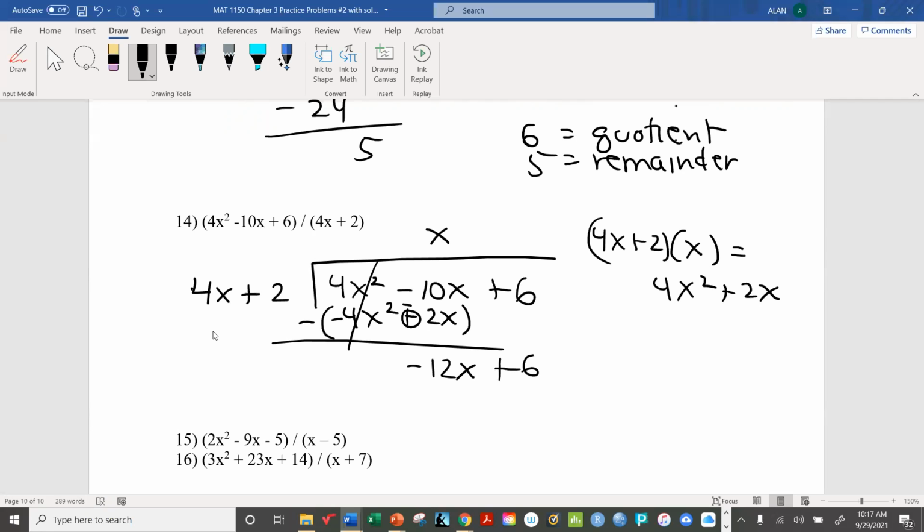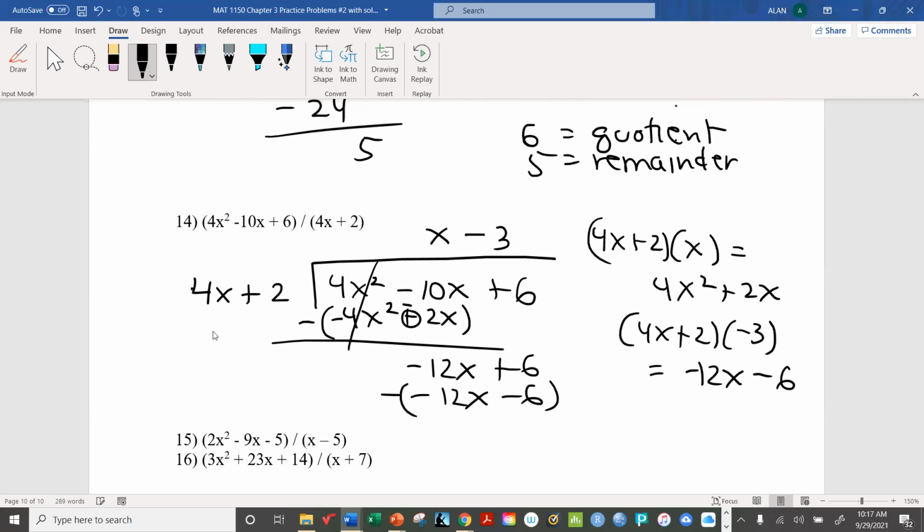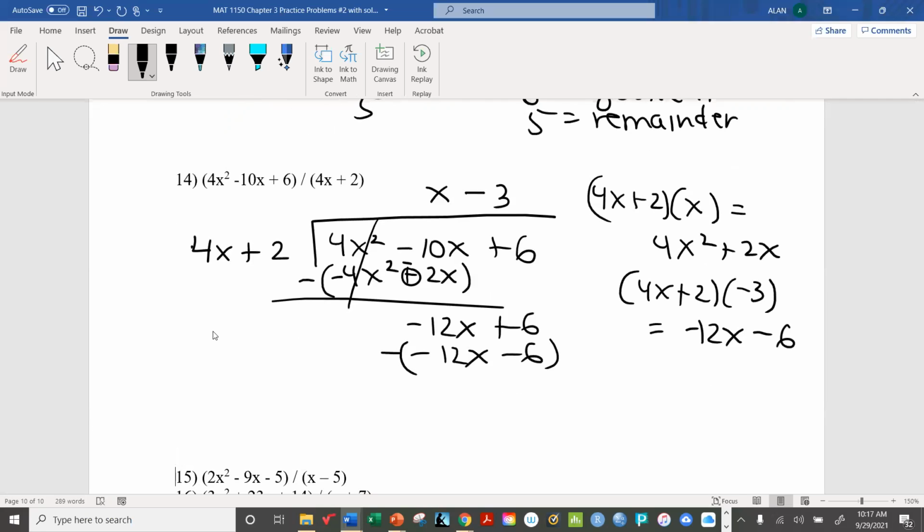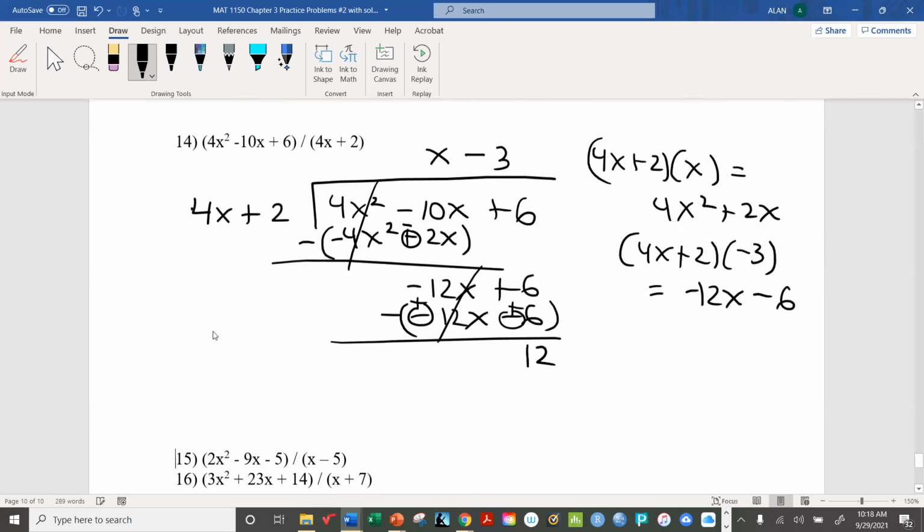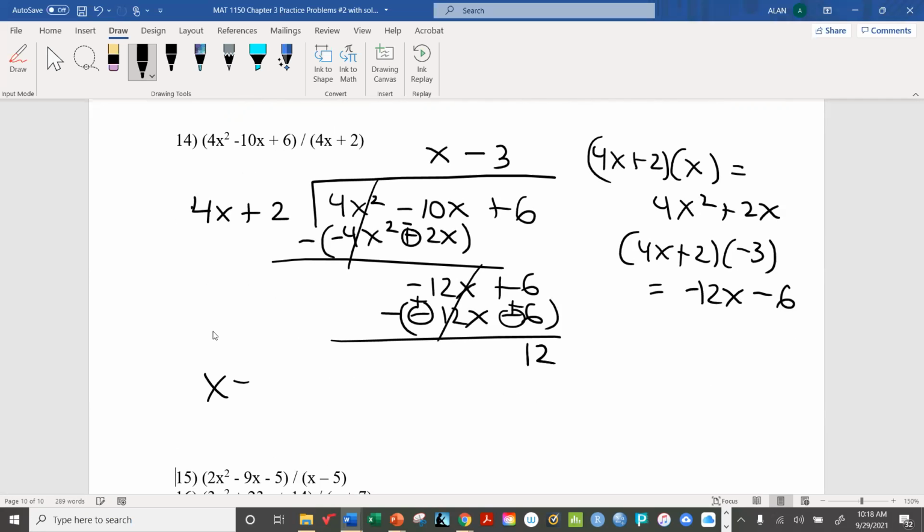Now, if I multiply this by negative 3, I'll have negative 12x minus 6. And when I subtract this expression, it looks like they're going to cancel out, but they don't, unfortunately. This becomes positive. This becomes positive. Oh, so we end up with a 12. Okay, so that means that x minus 3 is our quotient. 12 is the remainder.